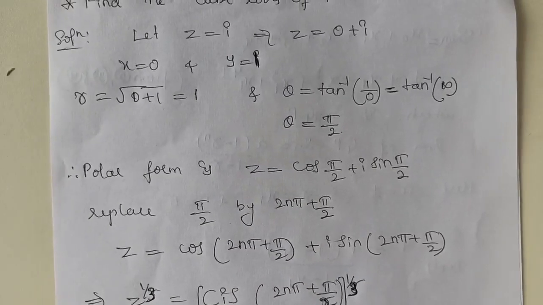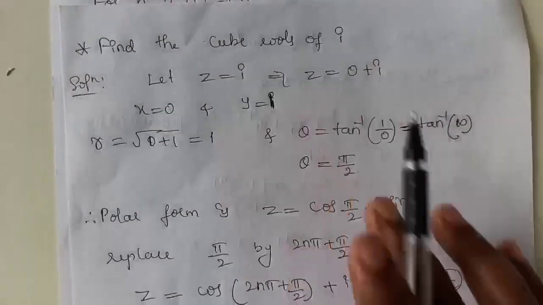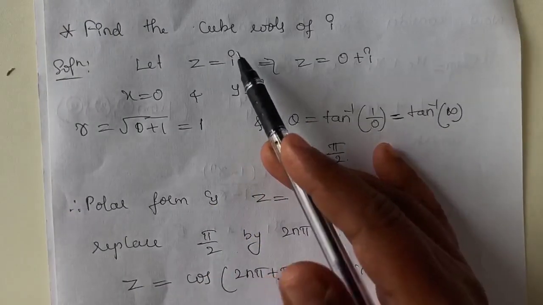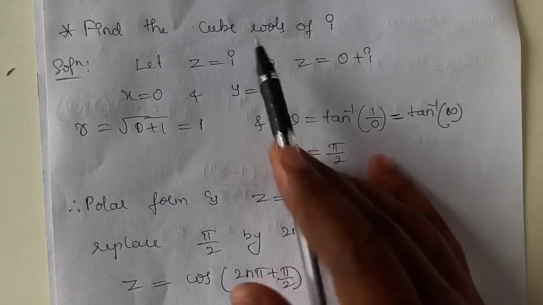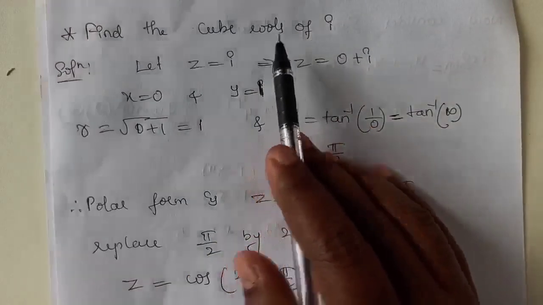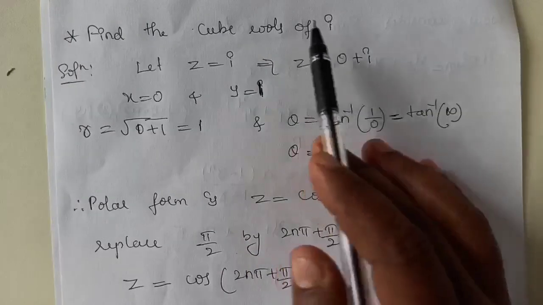Next we have one more problem here. Find the cube roots of i. Already we have done cube roots of unity and cube roots of some complex number. Here it is given the cube roots of i. In the exam they may ask to find the cube roots of minus i. That is a different thing. Here we have i.